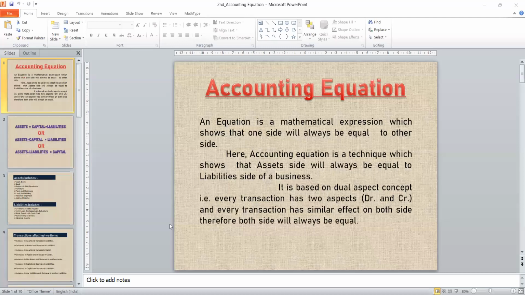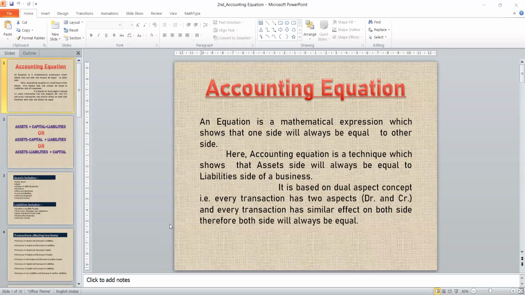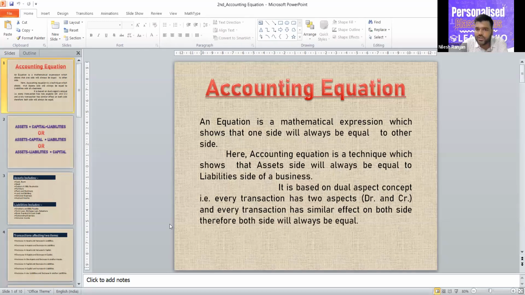Actually, I was seeing your test solutions. And here it is. Are they wrong? This is from 21st July. So the first question is, write 3 examples of each account: personal account, real account, and nominal account.